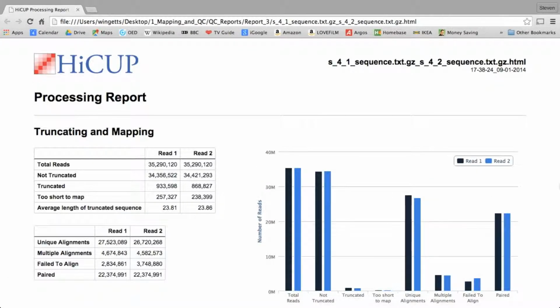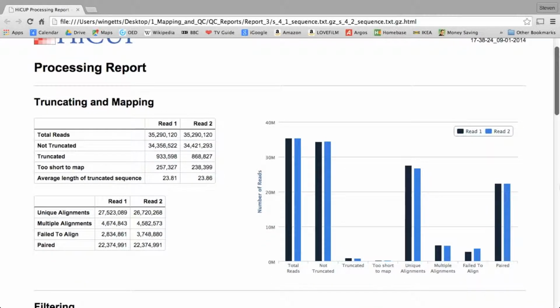So looking at the third HiCUP summary report in the truncating and mapping section, everything is looking fairly okay, and the number of read pairs in which both reads map to the reference genome uniquely is around 63%, which is not brilliant, but it's not bad for a library.